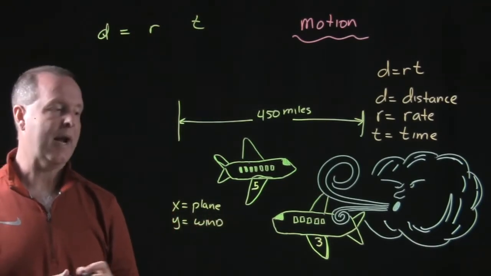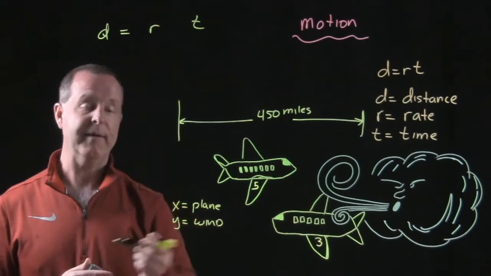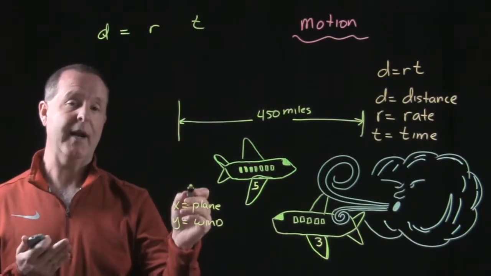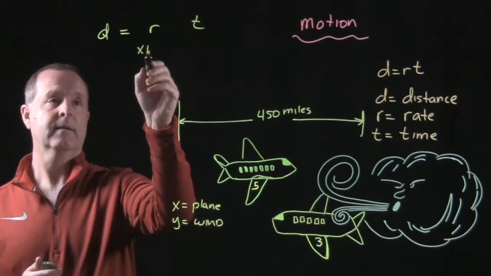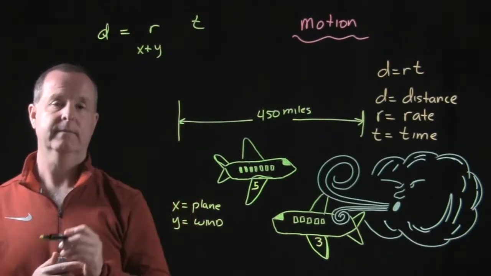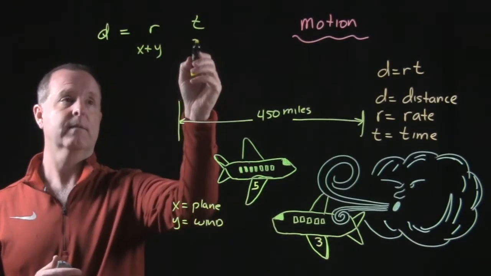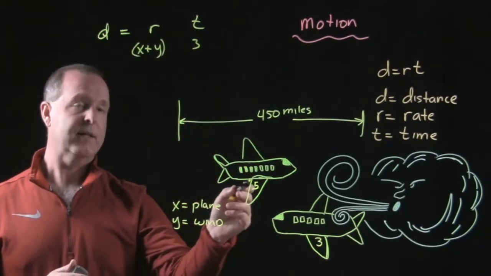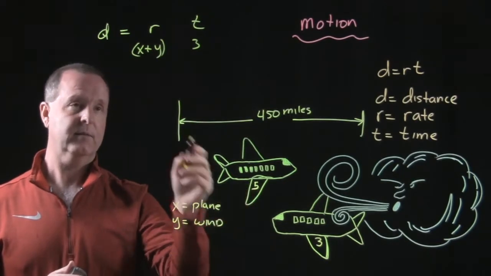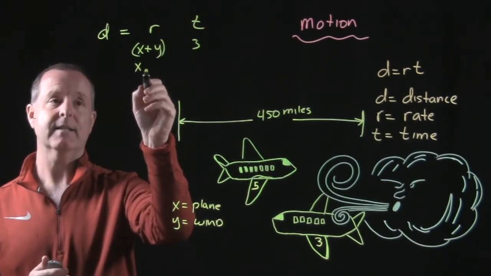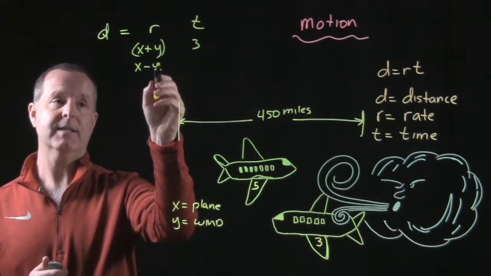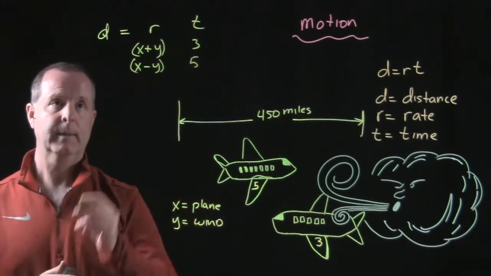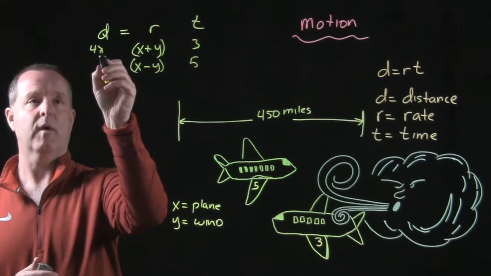So how would you describe then the plane that's traveling with the wind? Well, that rate then would be the rate of the plane plus the rate of the wind. And it can do it in 3 hours. The plane going against the wind, well, again, against means the rate of the plane minus the force of the wind, and it takes it 5 hours. And the distance on both of these is 450.